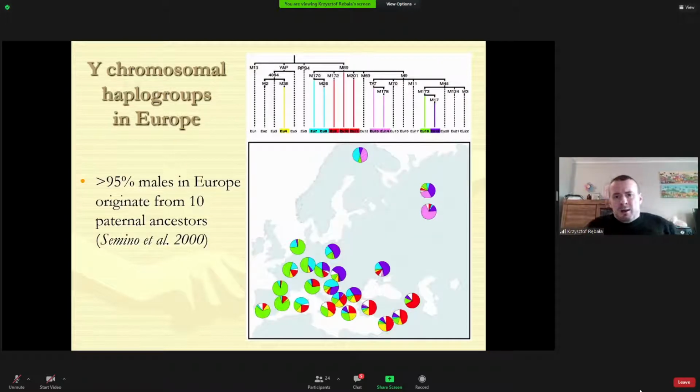When we look at the Y chromosomal haplogroups in Europe, a study from 2000 by Semino and colleagues demonstrated that more than 95% of males in Europe originate from 10 paternal ancestors.